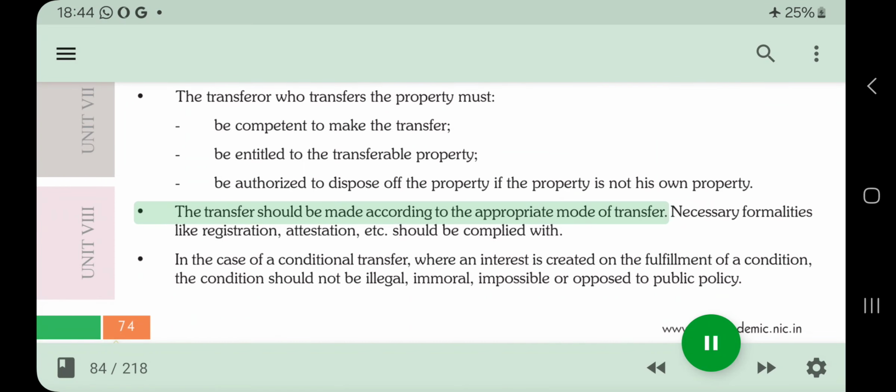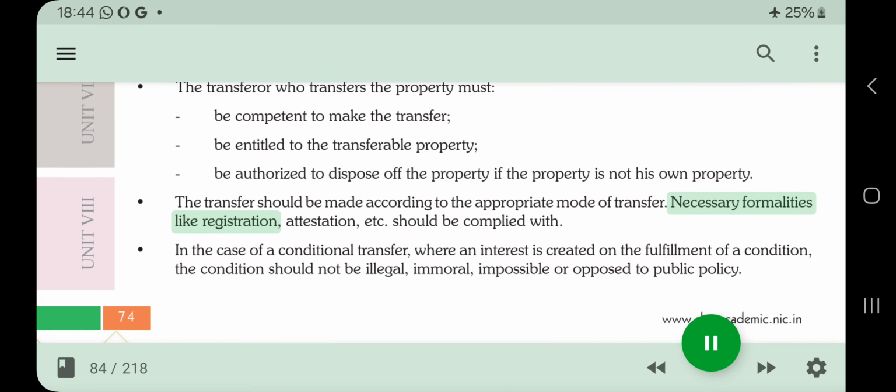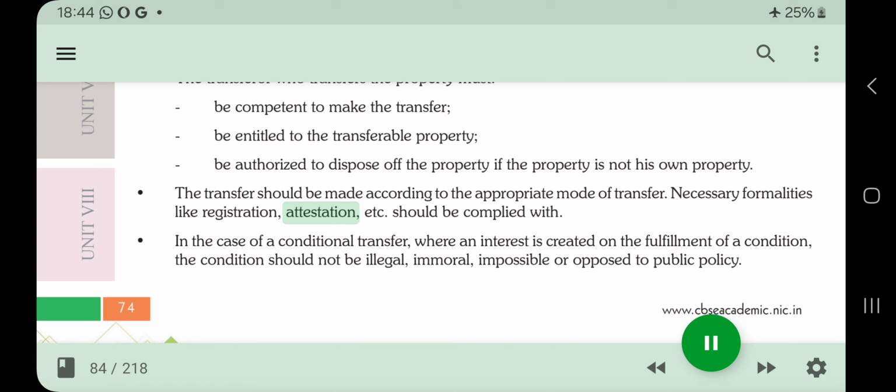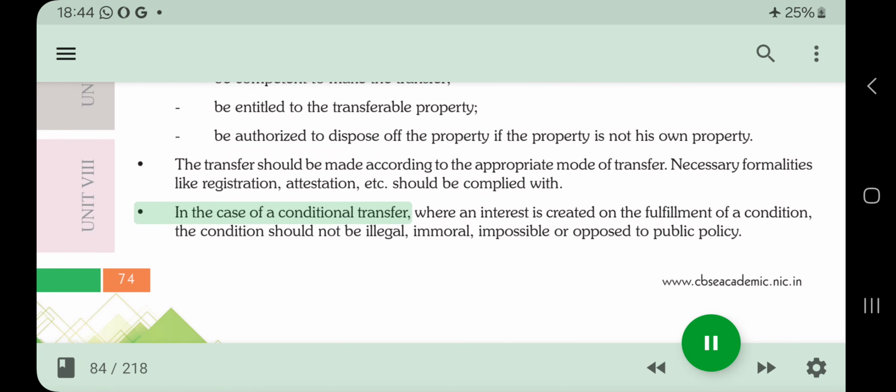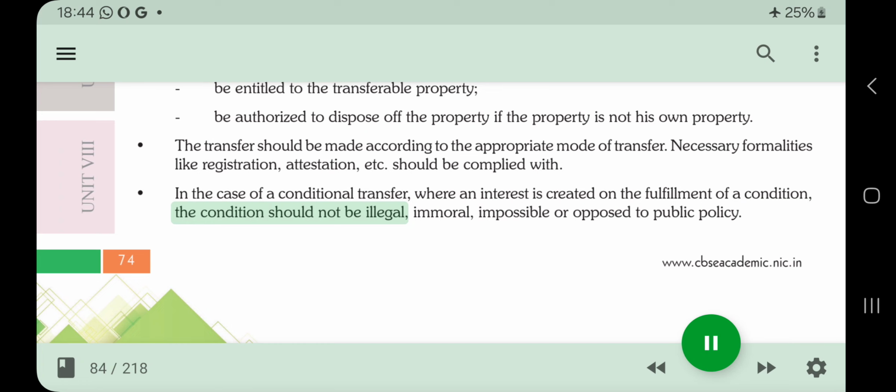The transfer shall be made according to the appropriate mode of transfer. Necessary formalities like registration, attestation, etc. should be complied with. In the case of a conditional transfer, where an interest is created on the fulfillment of a condition, the condition should not be illegal, immoral, impossible, or opposed to public policy.